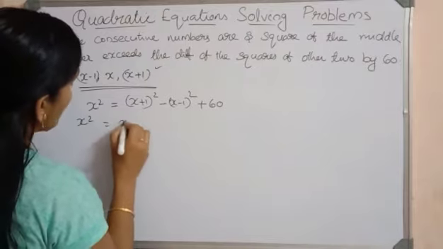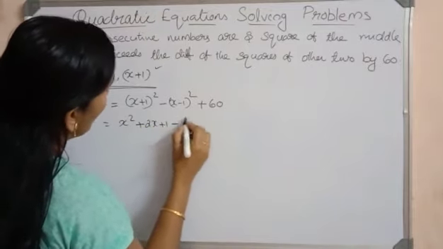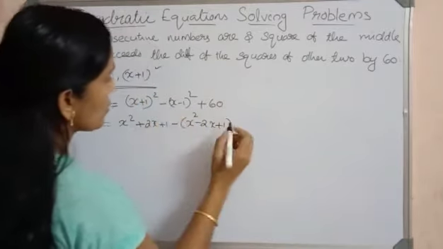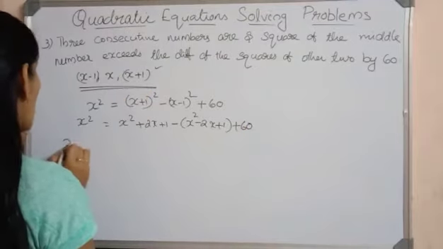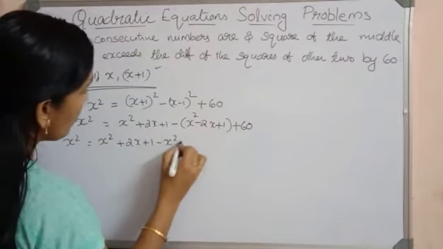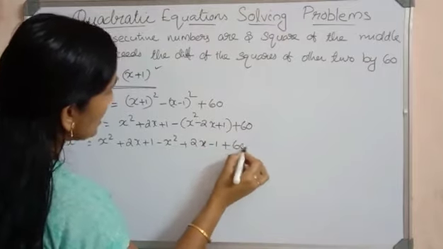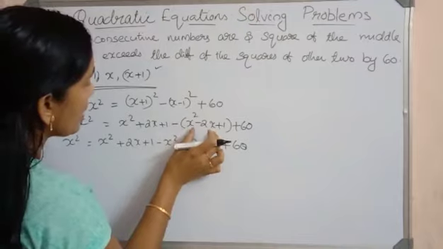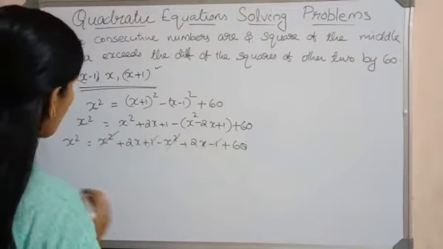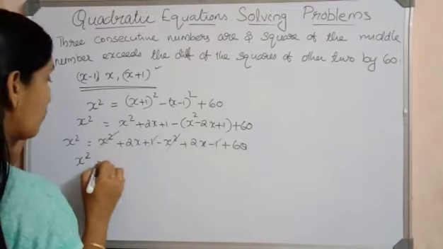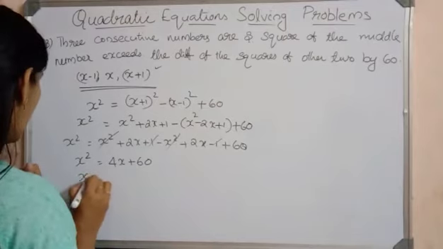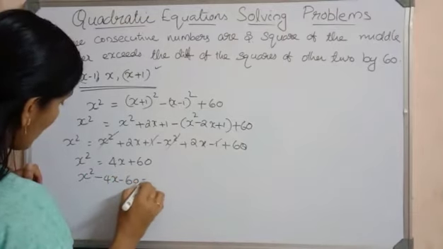x square is equal to x square plus 2x plus 1 minus, again the same one, x square minus 2x plus 1, since it is in the form a minus b the whole square, plus 60. So x square is equal to x square plus 2x plus 1 minus x square plus 2x minus 1 plus 60. Here you have to multiply these terms with a negative sign, so signs change accordingly. x square cancels, plus 1 minus 1 cancels. You get x square is equal to 4x plus 60. This is equal to x square minus 4x minus 60 is equal to 0.